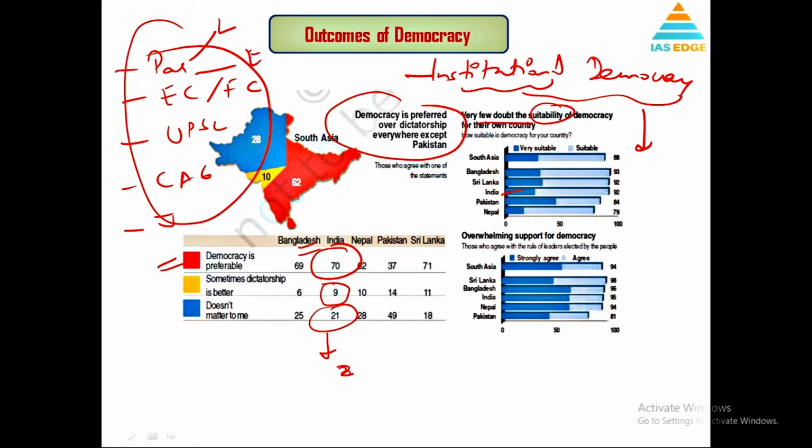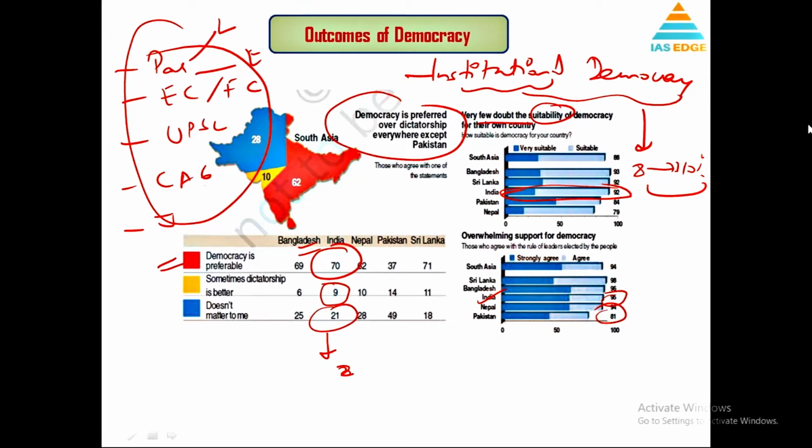Okay, so we can see here democracy is preferred over dictatorship except Pakistan. So you can see here almost 70% people feel that democracy is preferable, though some people believe that dictatorship is better, maybe hardly 9%, and 20% people are non-political. They are least bothered about what is going on in politics. They look at politicians or people involved in politics as people who are corrupt, but these are people who are running the country. These are people who are running the show.